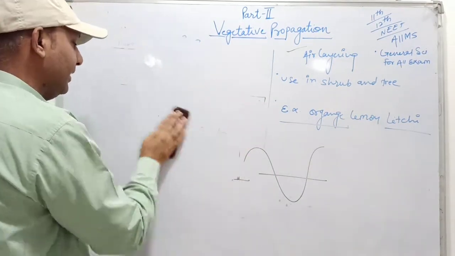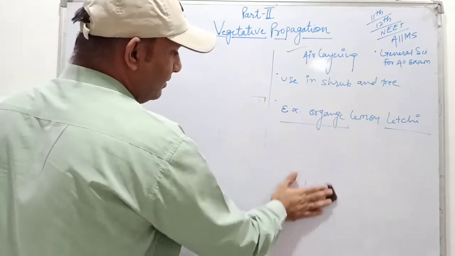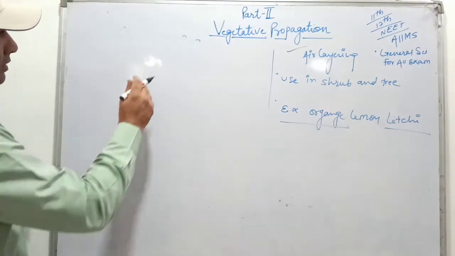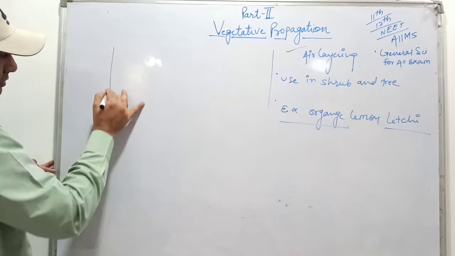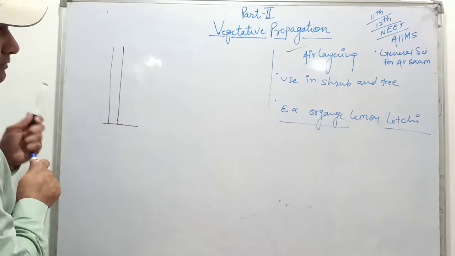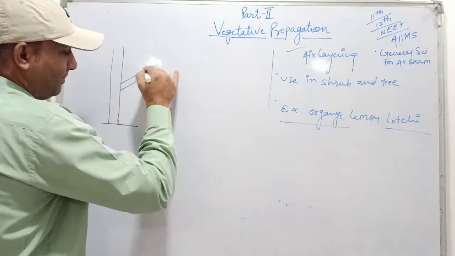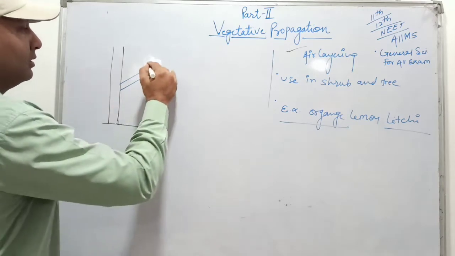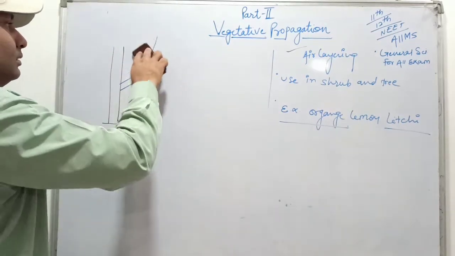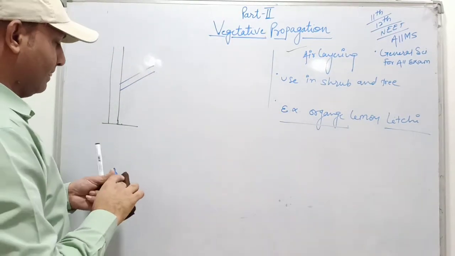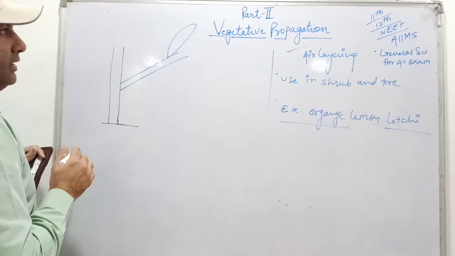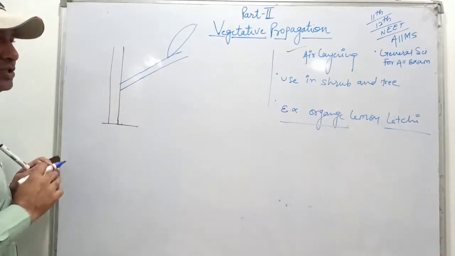The second, which is rarer, is air layering. Air layering is generally used in shrubs and trees, that means tall plants or trees. In these plants the stem is generally not in contact with the earth. Clear? At that time we use air layering. So in air layering, we select a branch.